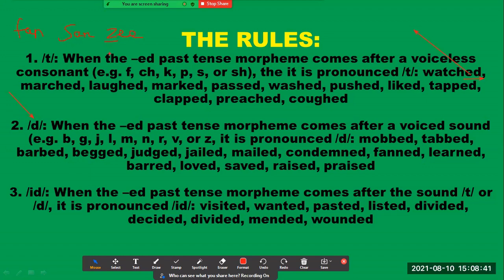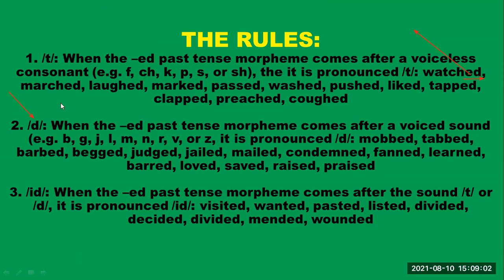And that is what shows you the difference between the voiceless sounds like F and others, and the voiced sounds like B and others. All right. So that will show you exactly what happens when we are talking about the ED past tense morpheme being pronounced either T or D.